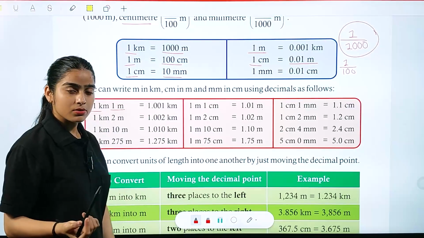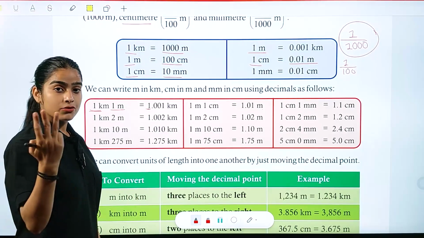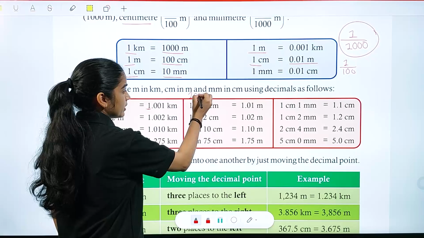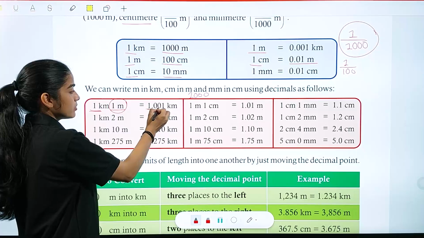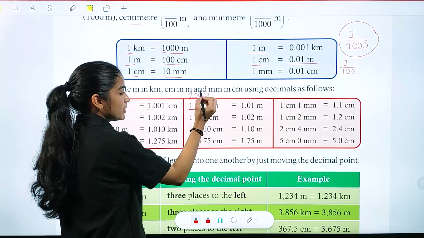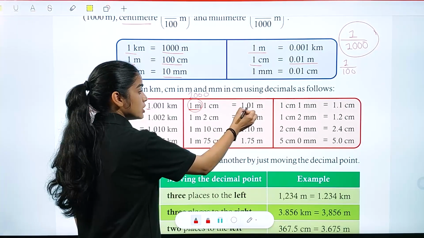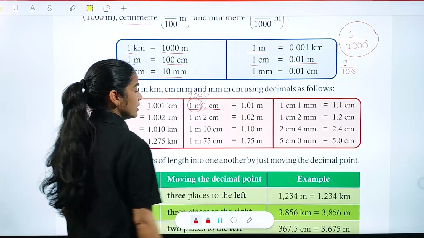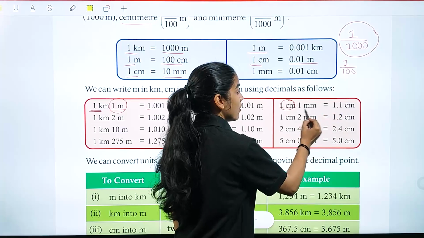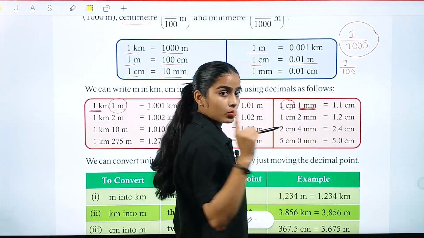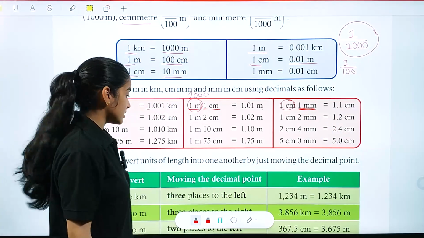In this case, what did you understand here? 1 kilometer, okay fine. In 1 kilometer, we have 3 zeros, 1000 meter. That's why we are representing it as 0.001. In 1 meter, we have 2 zeros, so we are representing it as 0.01 meter. Now 1 centimeter, okay fine, 1 millimeter. It has only 1 zero. That's why 0.1 centimeter. So I hope it is clear to you.